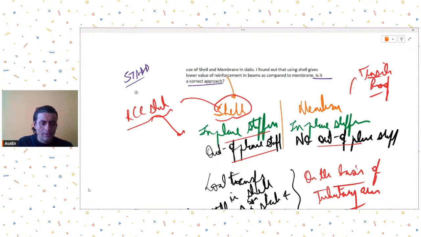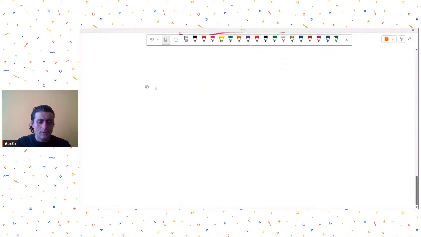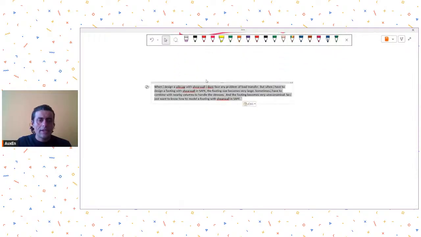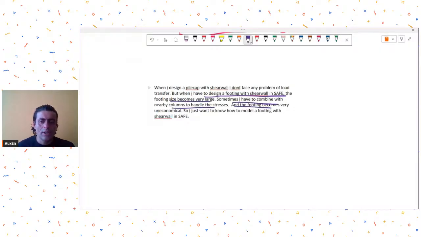engineer Rohit Kashyap. He's a working professional from Guwahati, and he is asking, when I design a pile cap with shear wall, I do not face any problem of load transfer. But when I have to design a footing with shear wall, the footing size becomes very large. Sometimes I have to combine it with nearby columns to handle the stresses, and the footing becomes very uneconomical too. So I just want to know how to model a footing with shear wall.